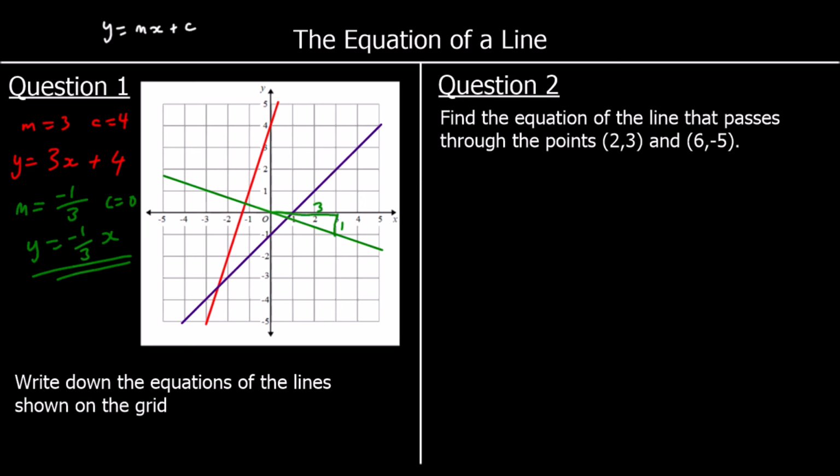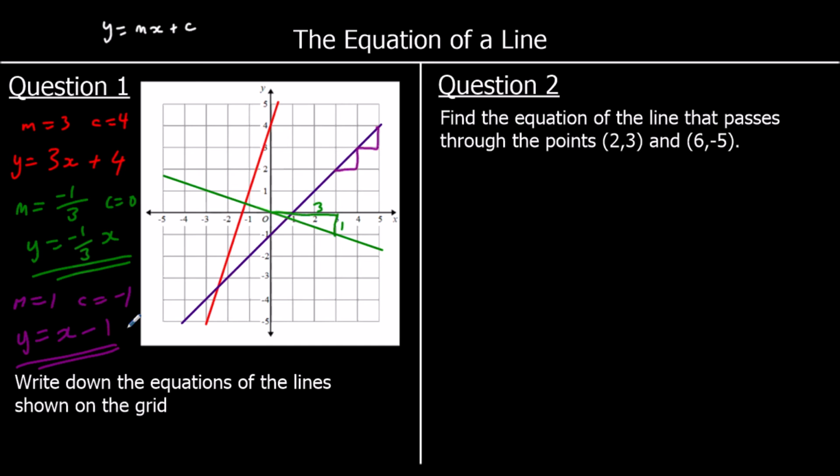And the purple line, for every one it goes across, it goes up 1. So its gradient is 1. It crosses the y-axis at negative 1. So its equation is y equals 1x minus 1. So y equals x minus 1. We don't have to write 1x.